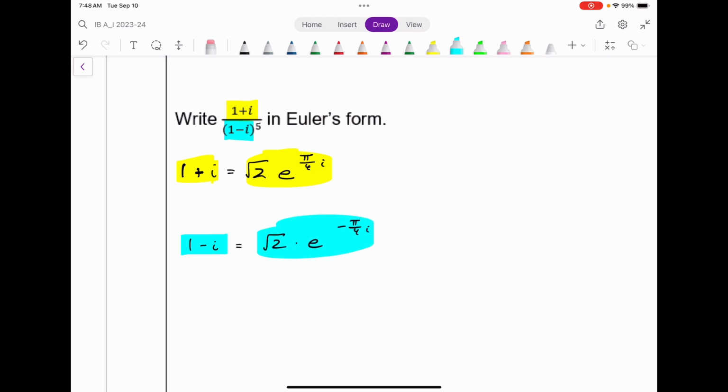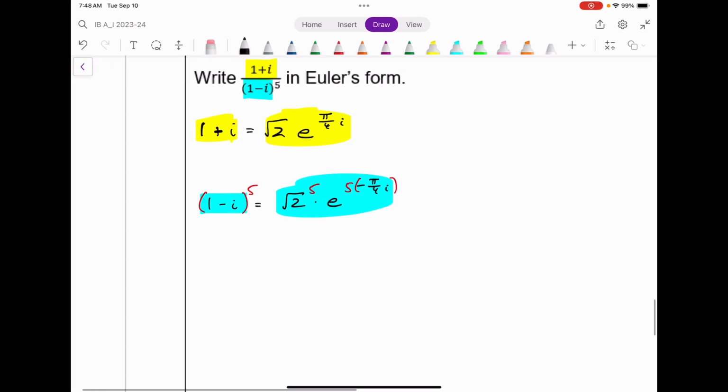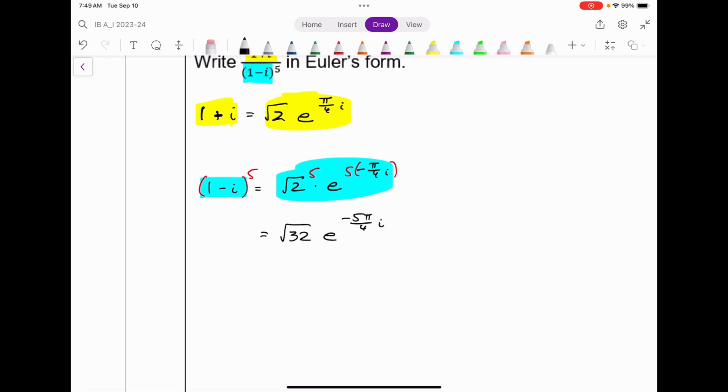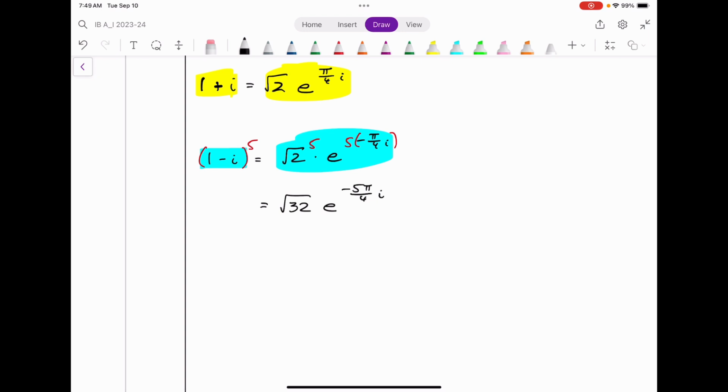All right, now that said, if you look at my denominator, it's 1 minus i to the power of 5. So like we've seen before, if I want to take this to the power of 5, I just need to put that to the power of 5 and go 5 times that. And so in this case, root 2 to the power of 5 is root 32, and 5 times minus pi over 4 is minus 5 pi over 4 times i. Now keep in mind, like I mentioned before, minus 5 pi over 4 is beyond the bounds of how we should write our angle, so that is coterminal to positive 3 pi over 4. And I'll write root 32 as 4 root 2 times e to the 3 pi over 4 i.